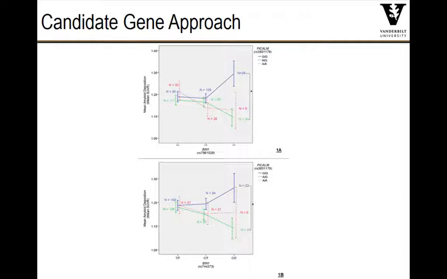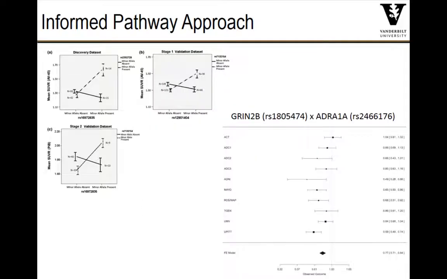You can also use an informed pathway approach instead. You can use some of those KEGG pathways that I mentioned before, and say, I'm only going to look within a given pathway. That's going to reduce your multiple testing correction, maybe down to a GWAS level.